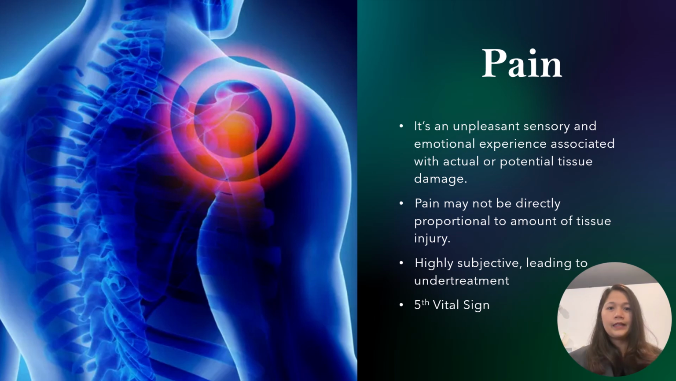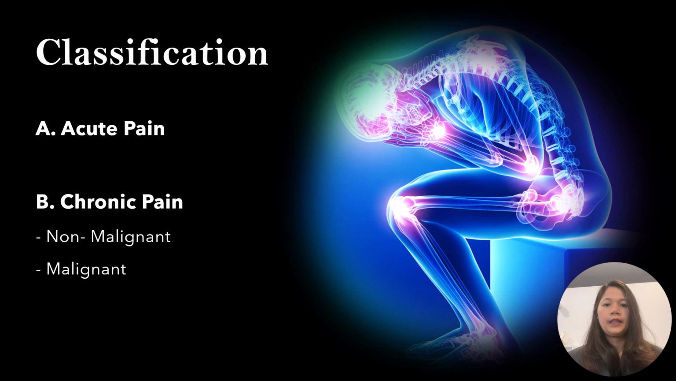So what is pain? Pain is an unpleasant sensory and emotional experience associated with actual or potential tissue damage. Pain may not be directly proportional to amount of tissue injury and is highly subjective, leading to undertreatment. And it is considered as a fifth vital sign. So we nurses must be particular with this sign and include it during vital sign taking. Then we have classification of pain. So we have acute and chronic pain.